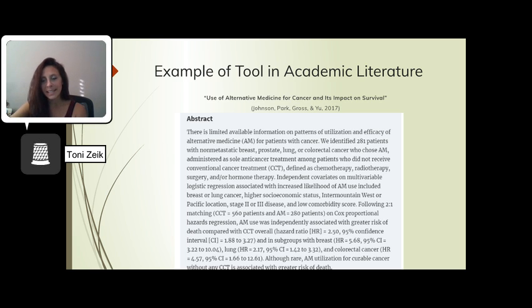So I'd like to give you guys an example of the tool being used in academic literature. This is actually the conclusions piece. So this is what you get out of step 10. And the article that I picked up is the use of alternative medicine for cancer and its impact on survival.